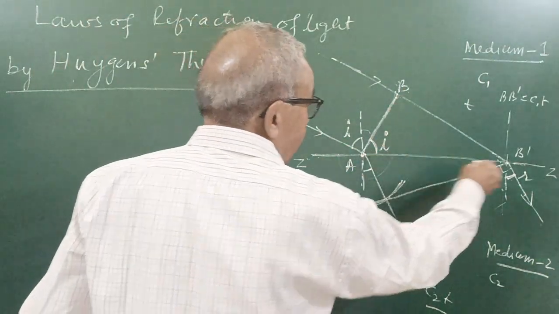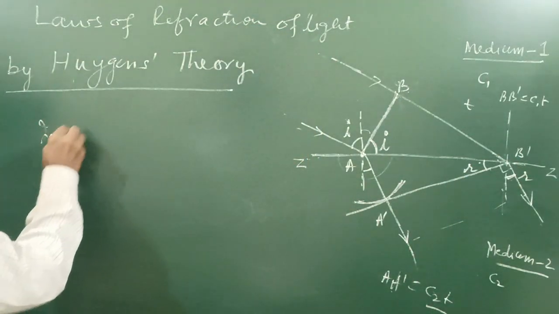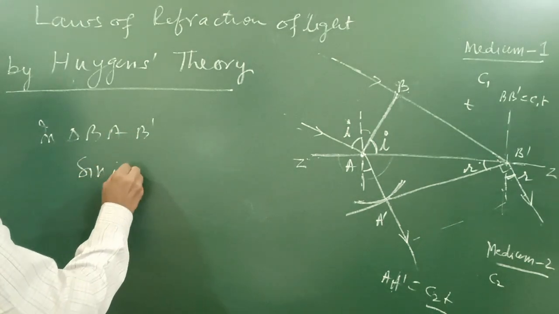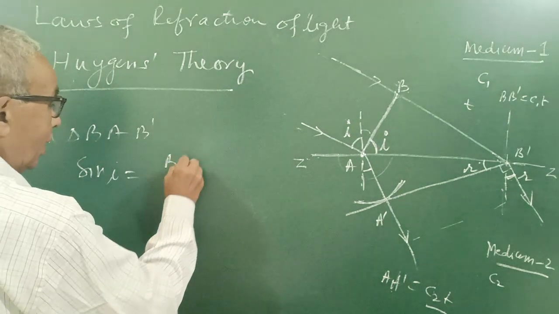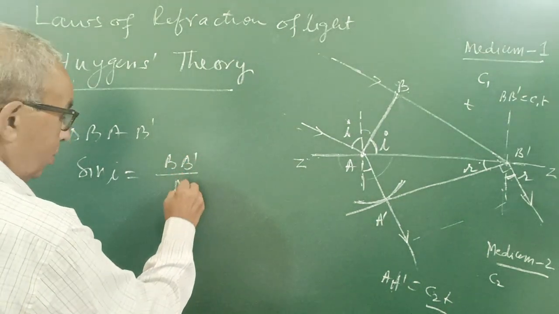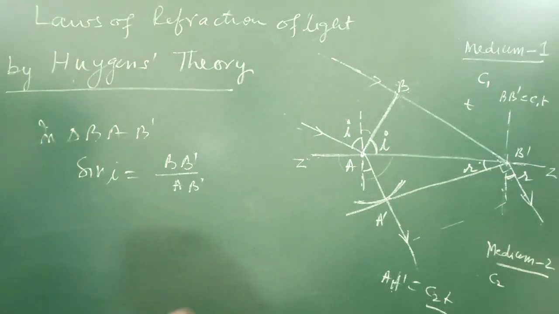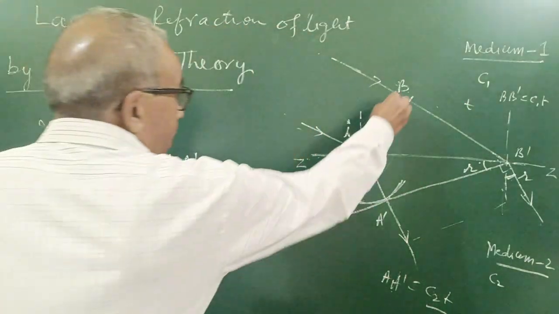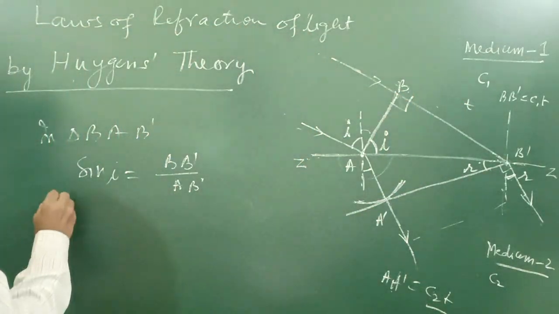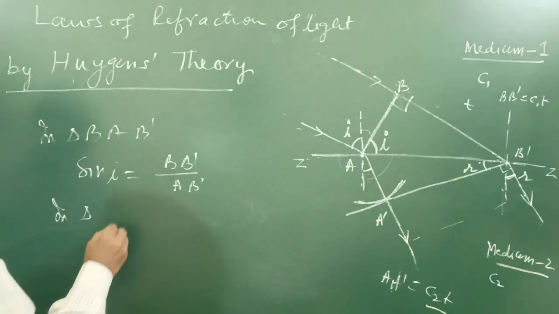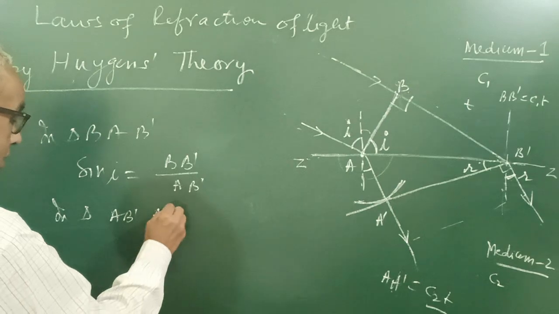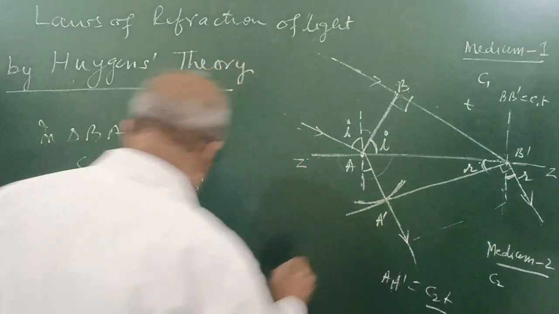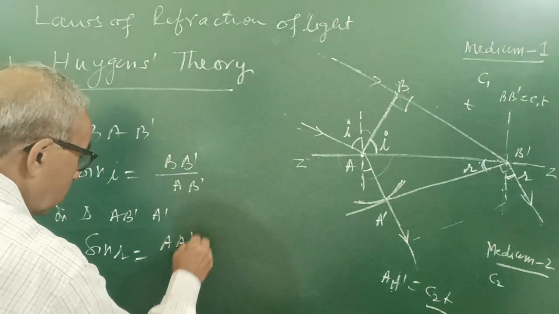In triangle BAB dash, sin I is equal to BB dash upon AB dash. Sin theta is perpendicular upon hypotenuse, 90 degree है ना, ये hypotenuse, ये perpendicular, ये base. Similarly in triangle AB dash A dash, sin R है A dash A dash upon AB dash.